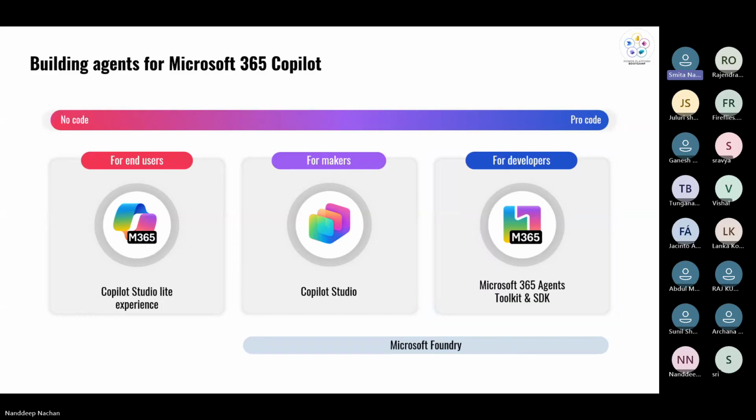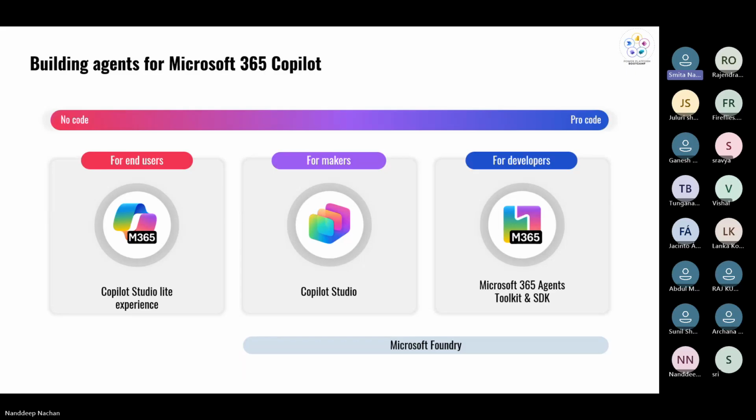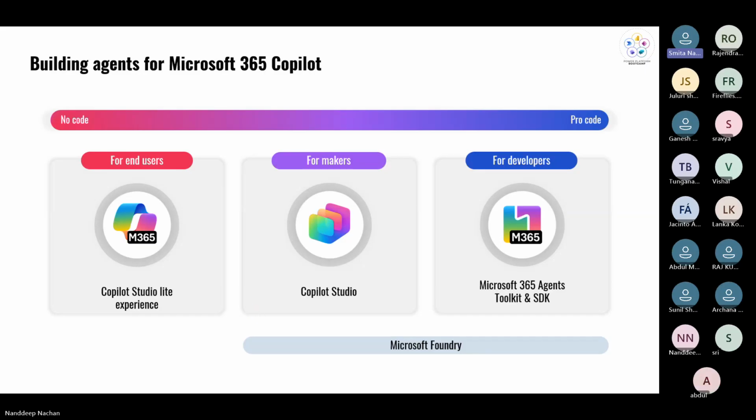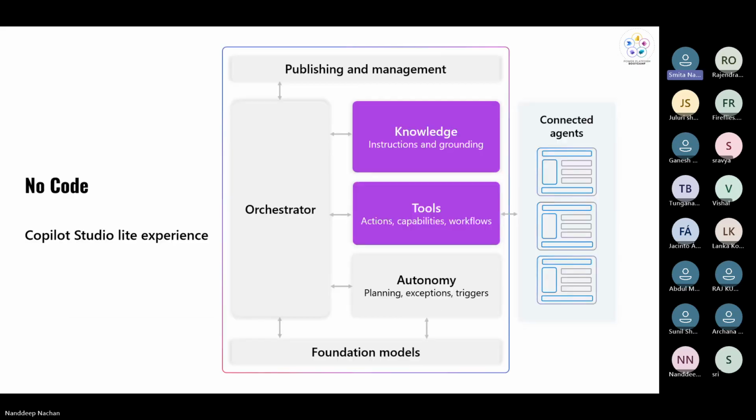Across all three approaches, Azure AI Foundry sits underneath as the AI foundation, providing access to models, orchestration, and advanced AI capabilities. So the key message is that Microsoft supports a full spectrum from no code to pro code. So anyone can build agents and the team can grow their solutions as needs become more complex. So the next is the diagram.